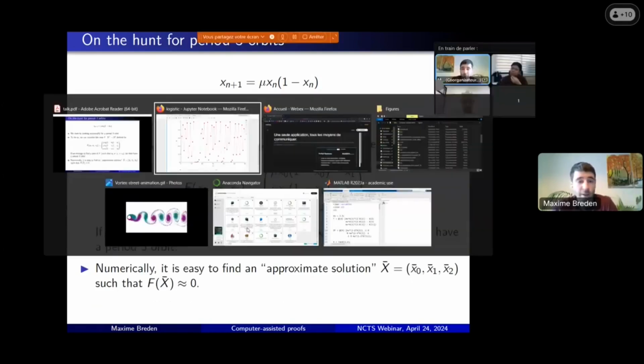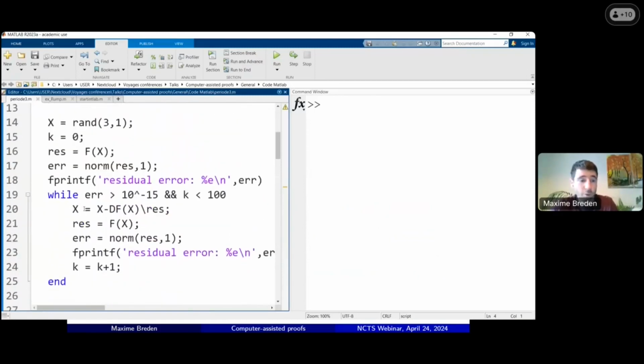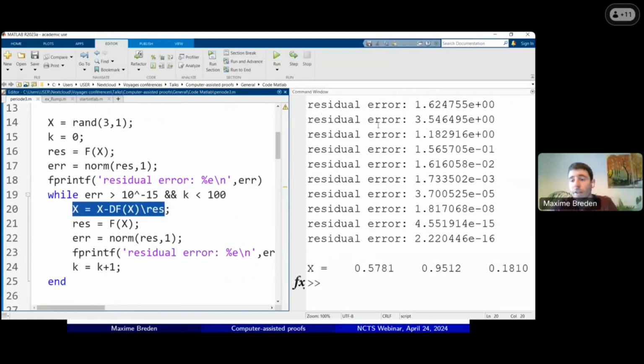So indeed, let me show you. This is really very easy. I implemented the map, I implemented the derivative. For the moment, the derivative is simple enough. I can compute it by hand. At some point, this will no longer be the case, but okay. And then I just do Newton's method with an initial guess, which is just random. And this is what I see.